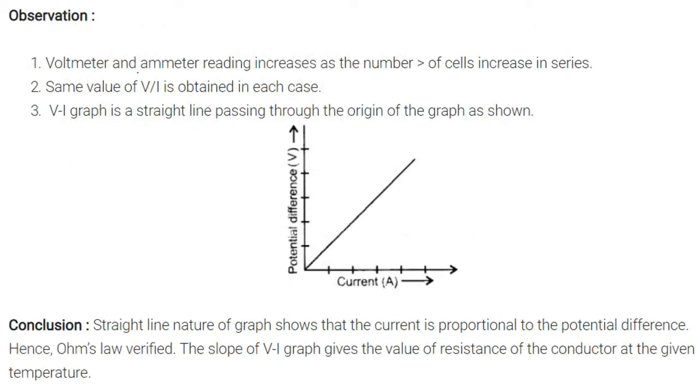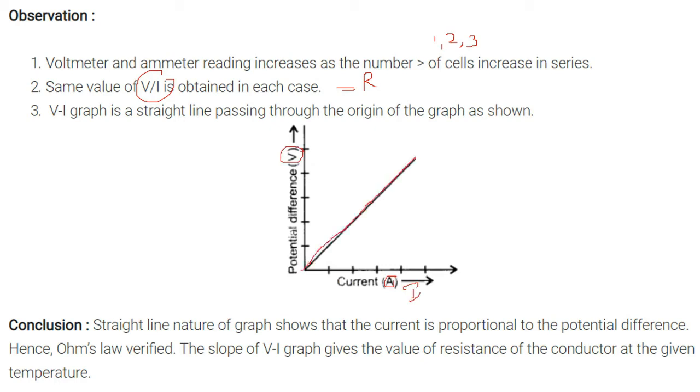The observation would be something like this: the voltmeter and ammeter readings increase as we increase the number of cells in series from 1, 2, 3. The same value of V by I, which is R, is obtained in each case. As I said, it is equal to the resistance. So the VI graph is a straight line. Here this is V, this is I. The graph is a straight line.